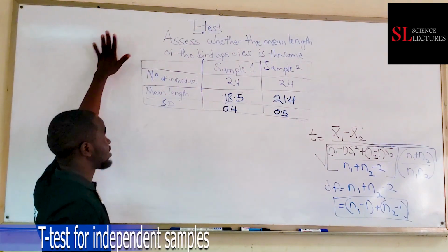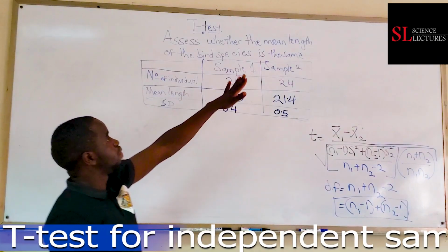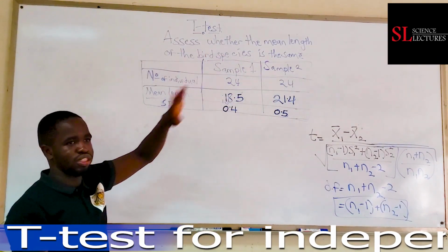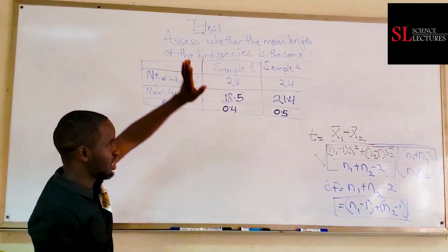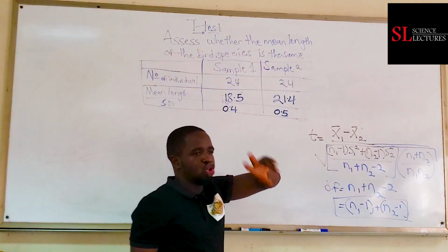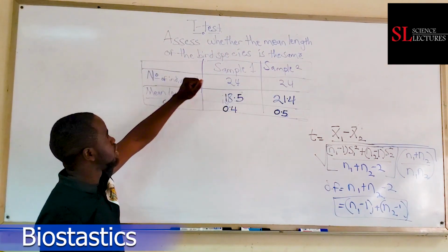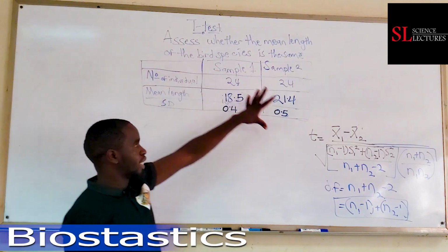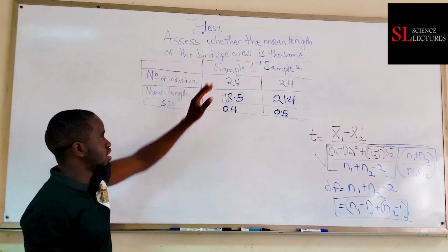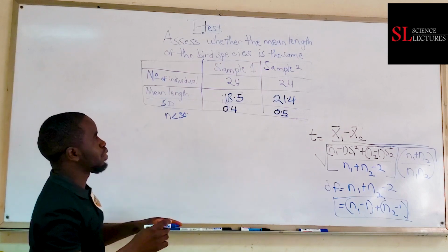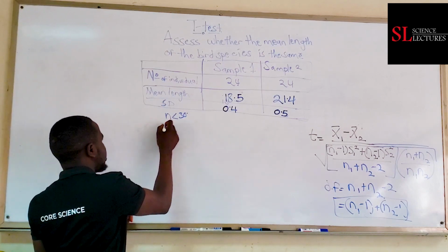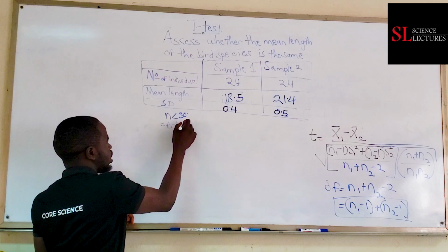Our question says, assess whether the mean length of the bird species is the same. That means we are comparing two means, and this is our data that has been provided. You can see that the value of n is less than 30. Since I'm comparing two means, I already know that I'm using a t-test.